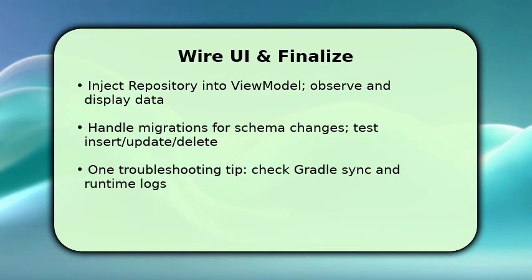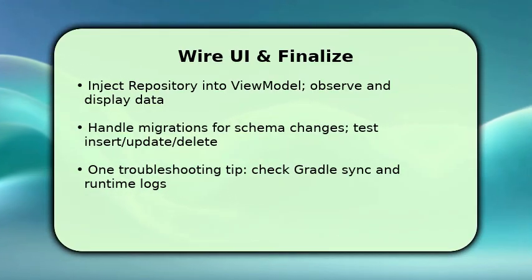For Room, provide a migration strategy before releasing schema changes. For remote, add retry and error handling.